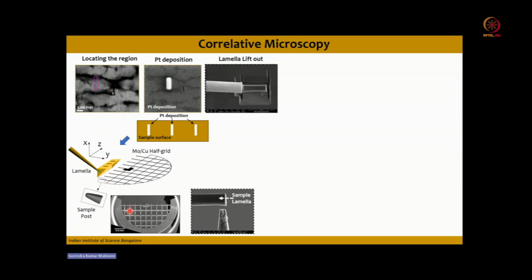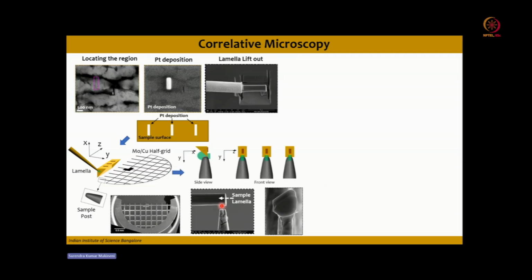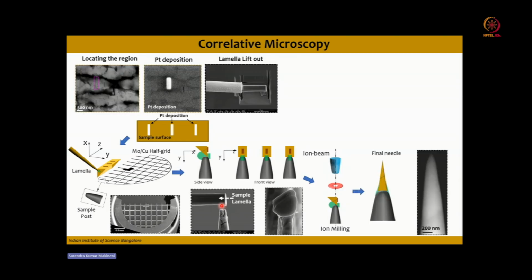And this half cut moly grid is nothing but sharp tips, and these sharp tips have a certain cross-section area, about 2 to 3 microns, and there you can paste the sample lamella by using platinum deposition, and you can use the FIB ion beam for milling these lamellar samples to a sharp needle specimen.